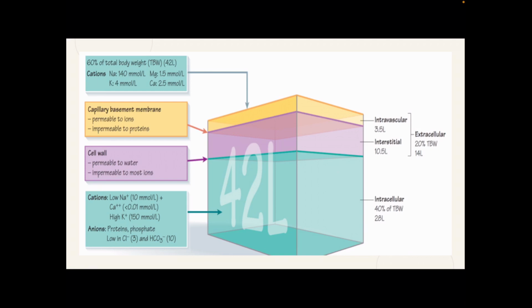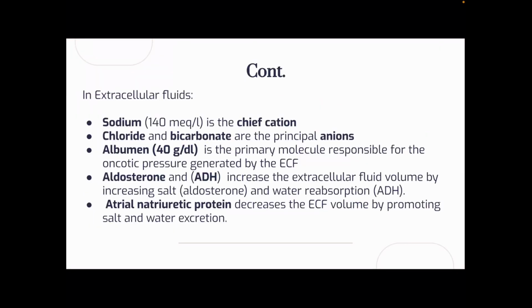So in the extracellular, you have mainly sodium, magnesium, calcium, potassium, and in the intracellular you have a low sodium amount, and you have calcium, you have high potassium, but you have low chloride, okay, and low bicarbonate. So في cations, في anions, and we're going to repeat that again.